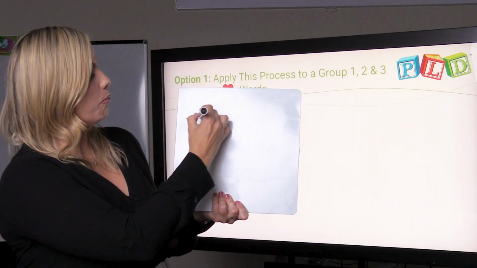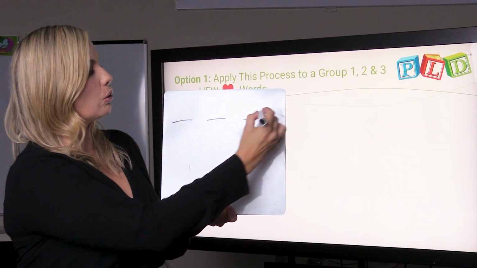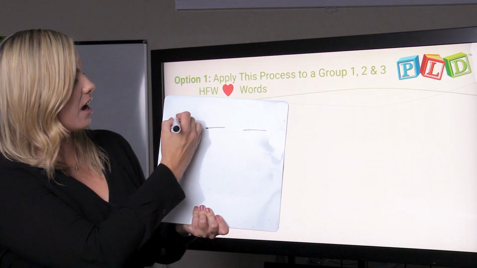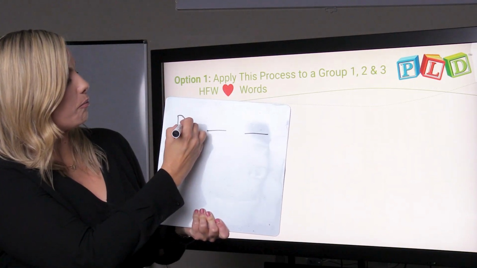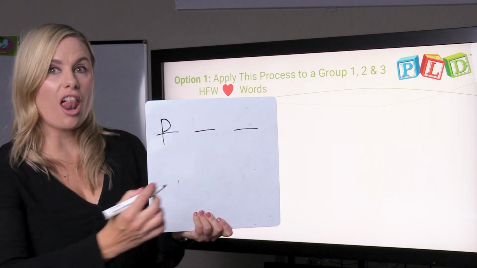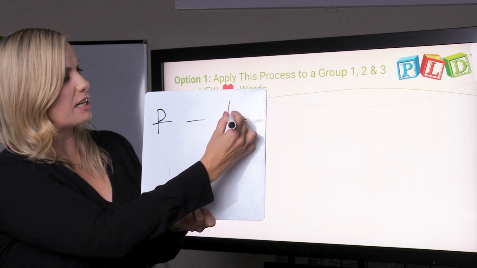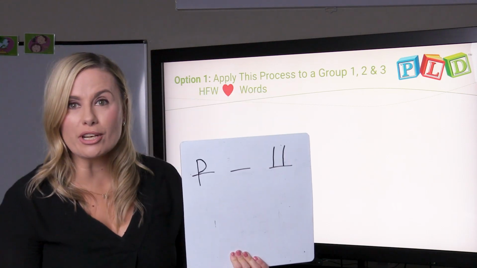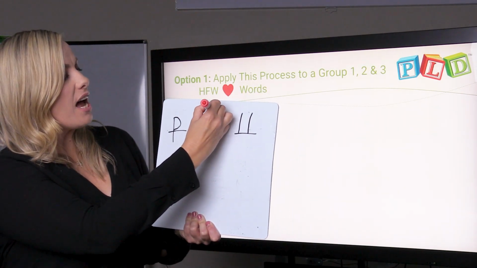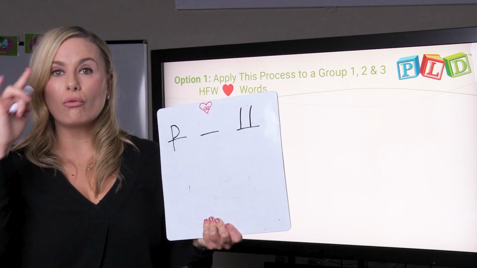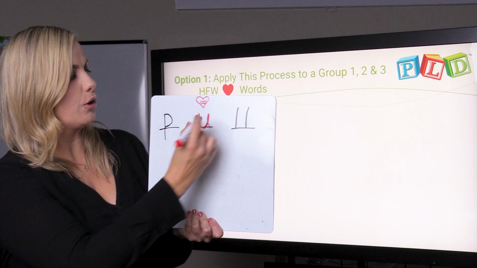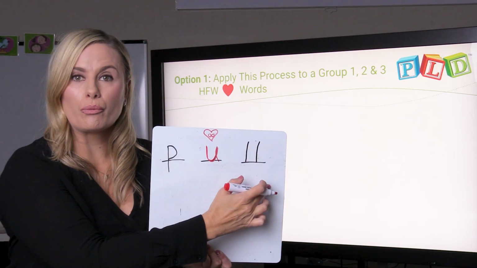I have p, or, ooh. Let's start by mapping the easy parts first. What's my initial sound? I have p. What's my final sound? Ooh, represented by these 2 letters. Now we're going to map the tricky part. Ooh. It sounds like ooh of look, but it's represented by this letter, U.